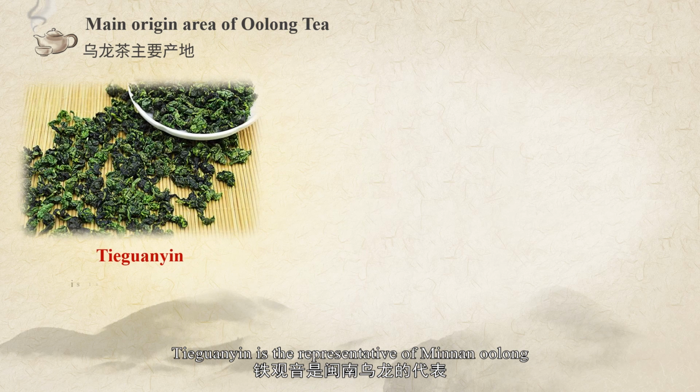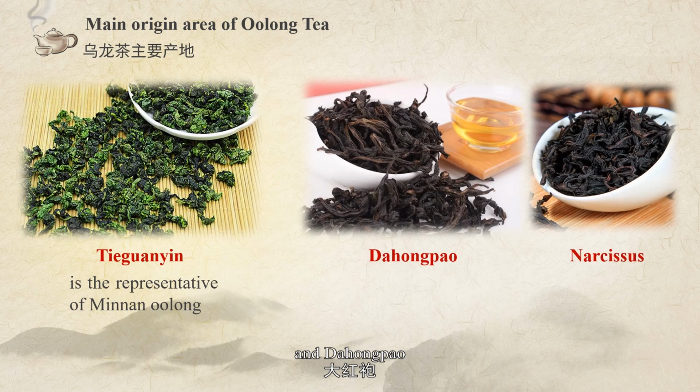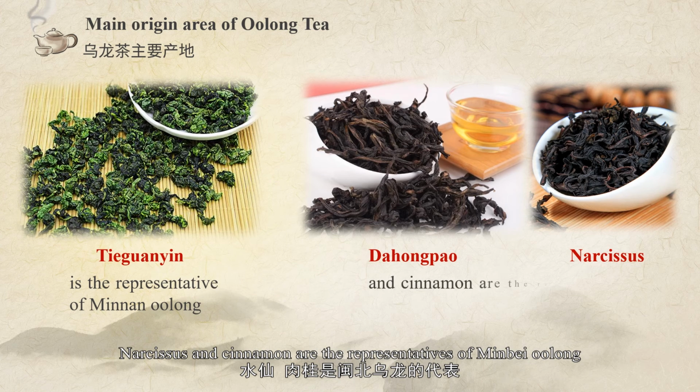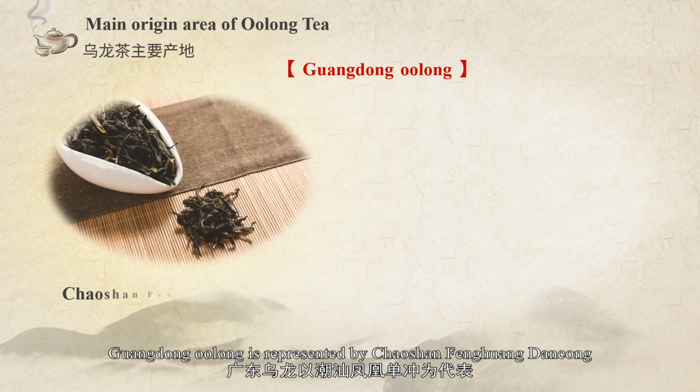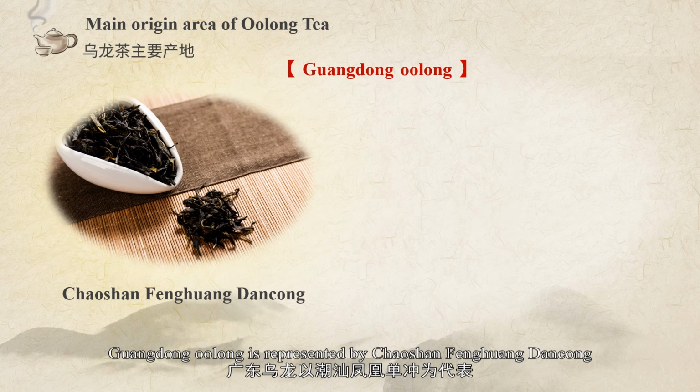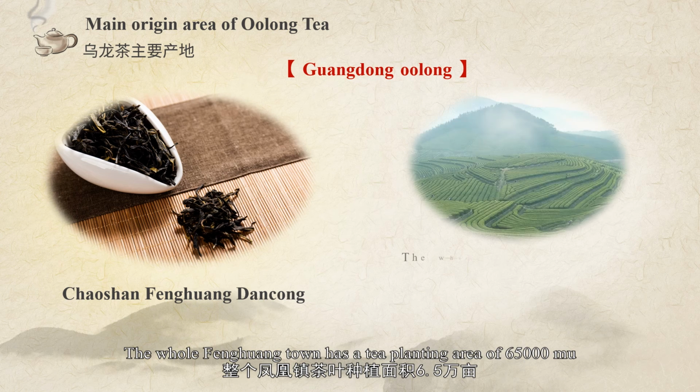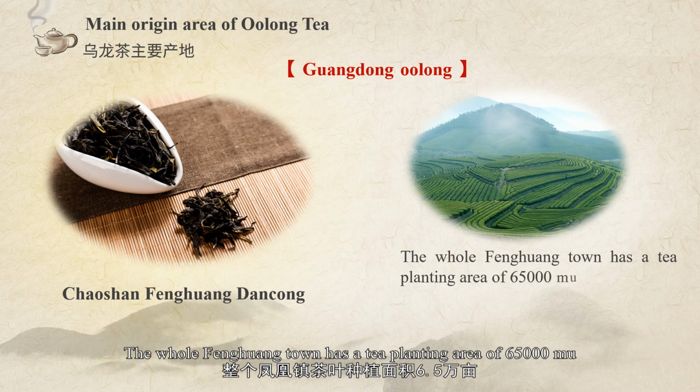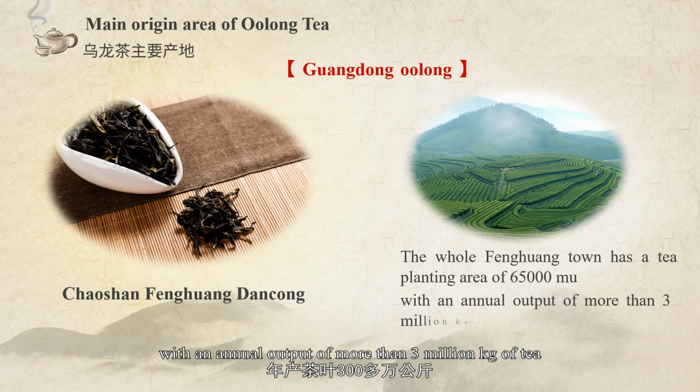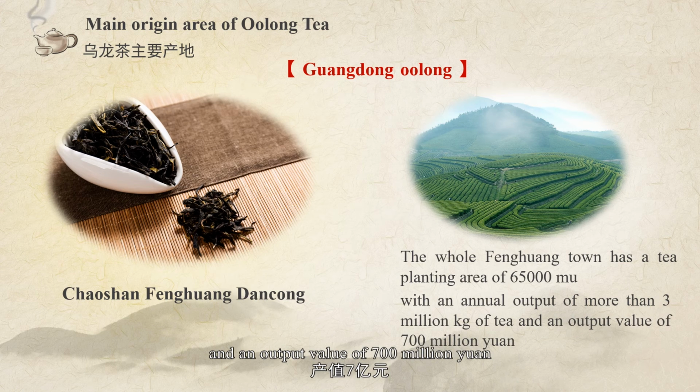铁观音 is the representative of Minnan oolong, and Da Hongpao, Narcissus, and Salomon are the representatives of Minbei oolong. Guangdong oolong is represented by Chaoshan Fenghuang Danchong. The whole Fenghuang town has a tea planting area of 75,000 mu, with an annual output of more than 3 million kg of tea and an output value of 700 million yuan.